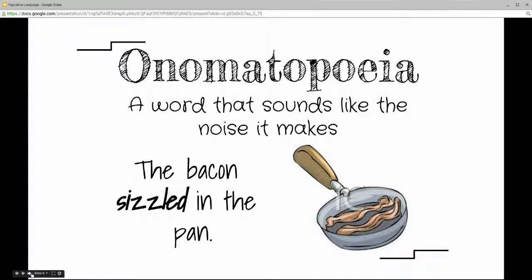All right, an onomatopoeia. That's a fun word to say, right? Onomatopoeia. An onomatopoeia is a word that sounds like the noise it makes. The bacon sizzled in the pan. So sizzled. You'll see onomatopoeias a lot in like comic books. You'll see kapow or bam. Those are onomatopoeias.